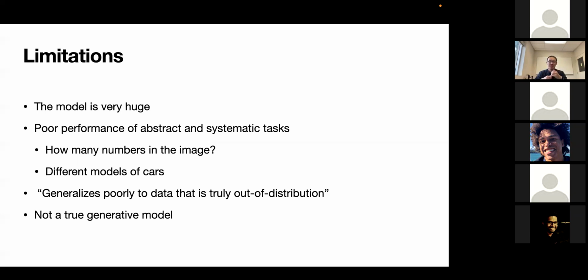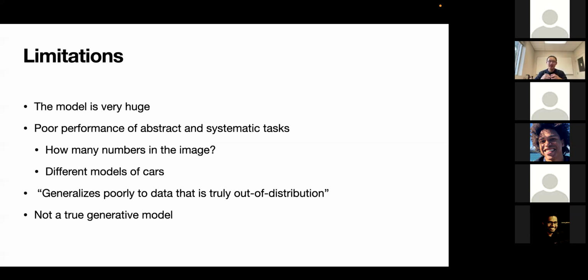And the third one is the authors' comment that it generalizes poorly to data that is truly out of distribution. Like if I trained this model on the 400 million dataset, and I give the model a picture of an overlord, I don't think this model can know this one is an overlord. So the overlord picture may be a truly out of distribution picture. So the model cannot really know this is an overlord.